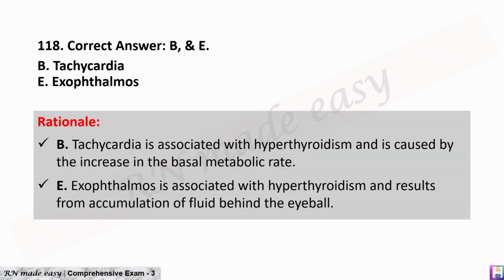The correct answer, B and E. Rationale. B. Tachycardia is associated with hyperthyroidism and is caused by the increase in the basal metabolic rate. E. Exophthalmos is associated with hyperthyroidism and results from accumulation of fluid behind the eyeball.